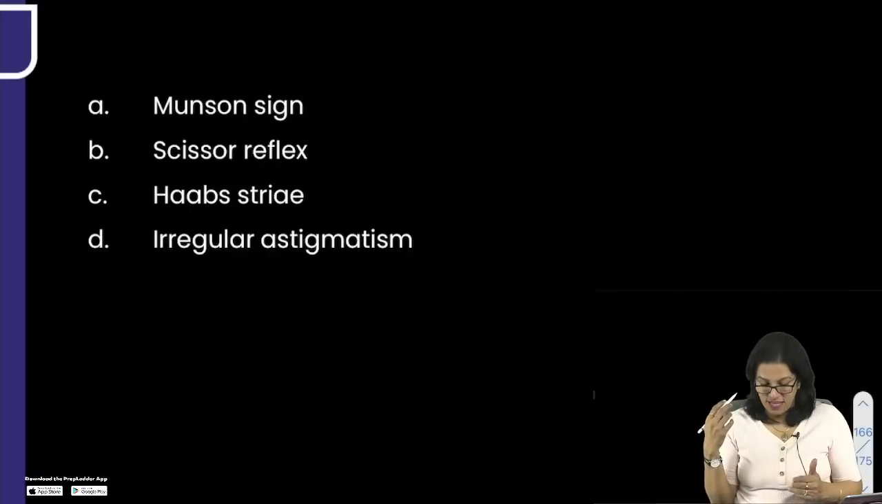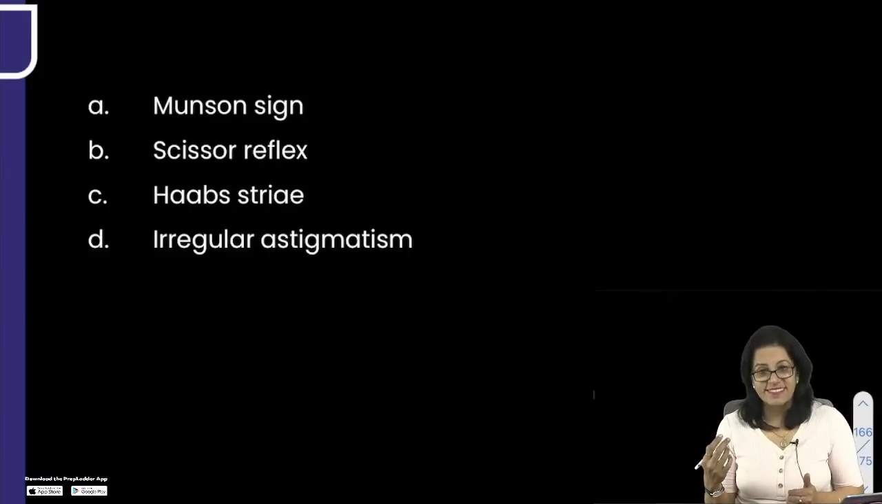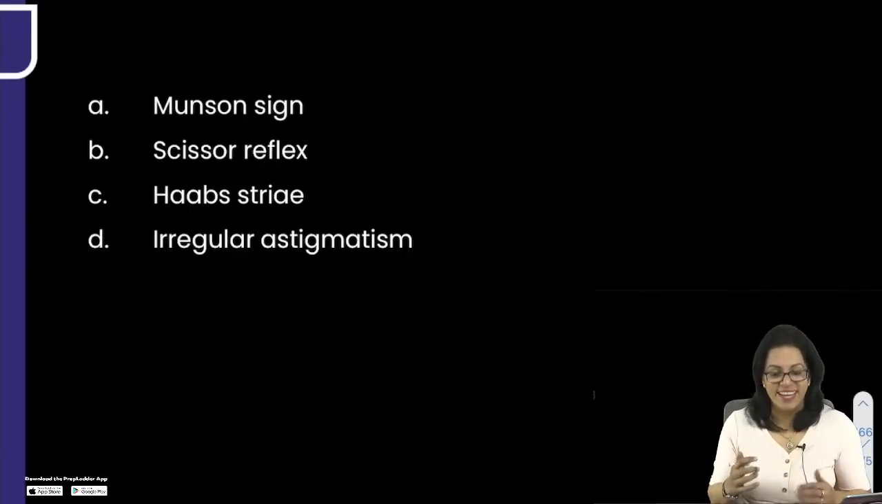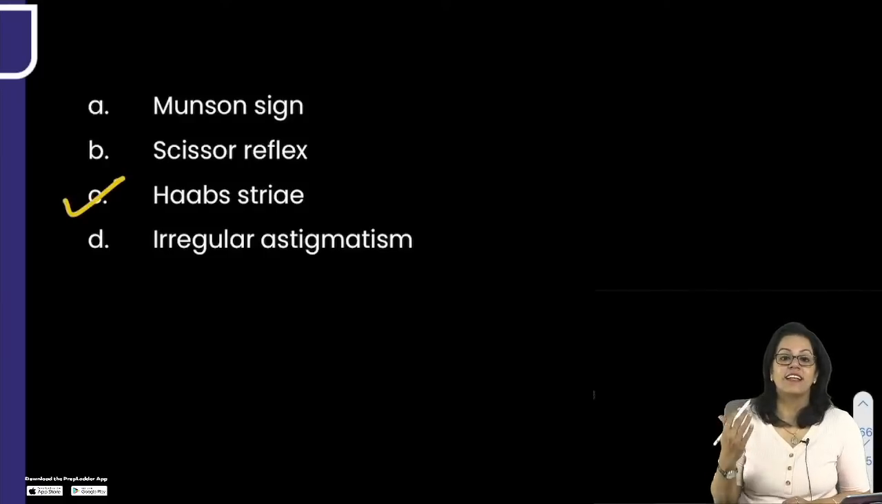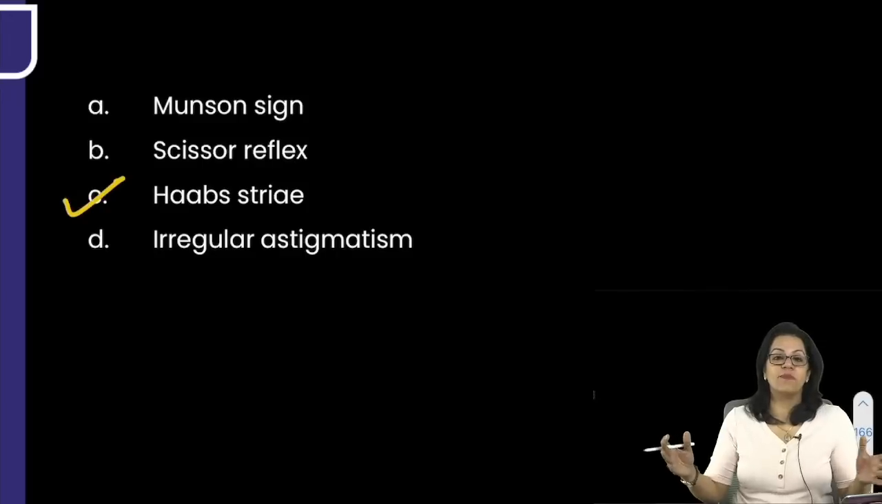What is Haab's stria? No, it should be Vogt's stria. Where is Haab's stria found? Congenital glaucoma. It is stretching of the inelastic membrane, the Descemet's membrane.